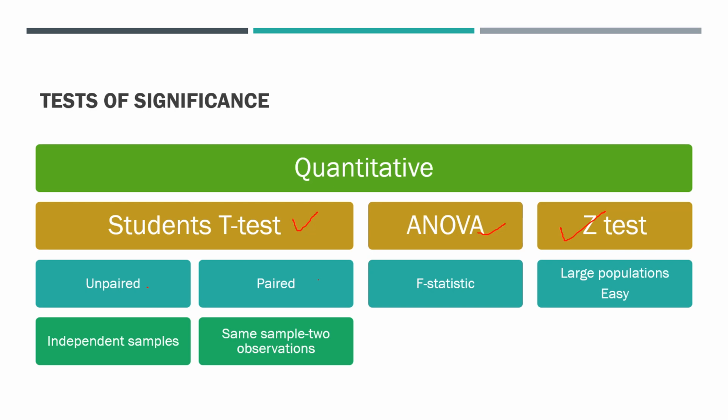Next is ANOVA. ANOVA is analysis of variance. It can do analysis between groups and within groups. If you divide the difference in mean between groups by the difference within a group, that is called the F statistic. If that F statistic is large, it means you are accepting the alternate hypothesis, meaning the difference between groups is greater than the difference within a group. Z test is very similar to student t-test, but Z test is easier to apply because you have predefined charts which you can use and you can plot it easily, and for large populations also it can be applied.